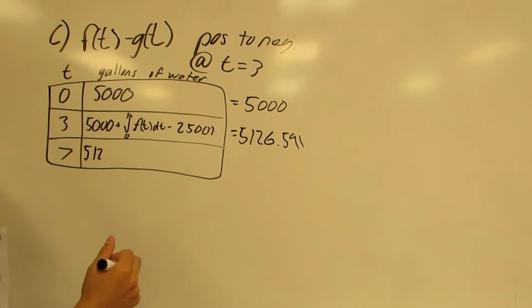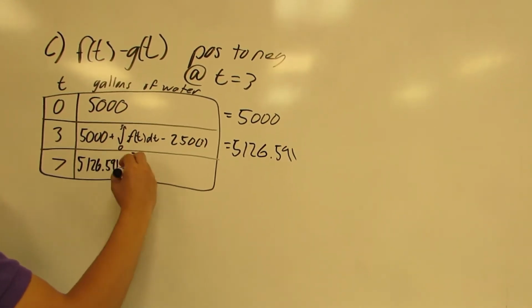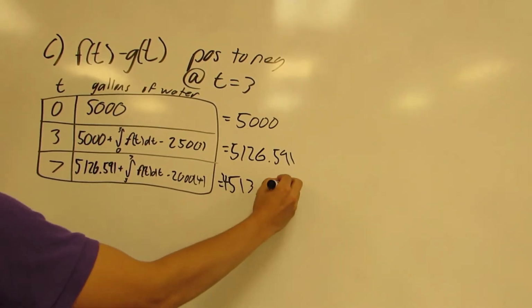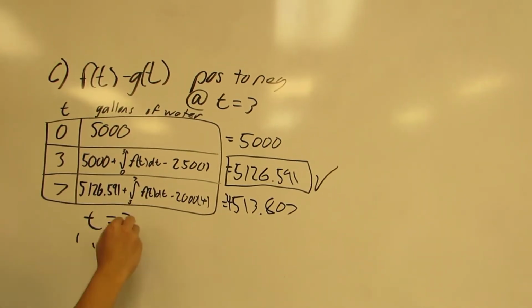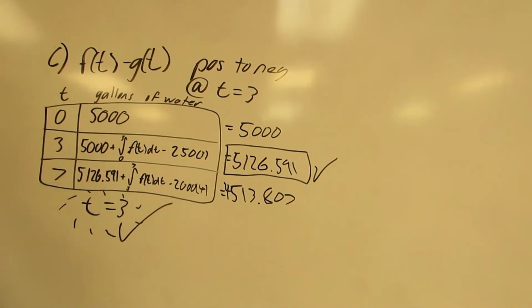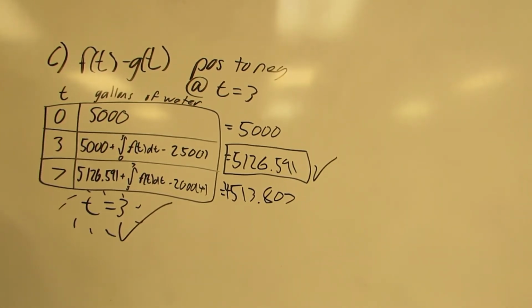At 3 we can do the integral plus the initial value to get 5,126.591, and at 7 we can do the same thing to find that it's 4,517. So this now gives us that the amount of water in the tank is greatest at t equals 3.